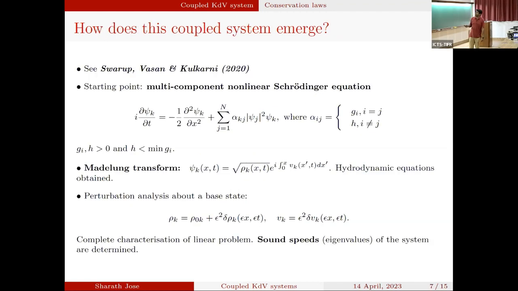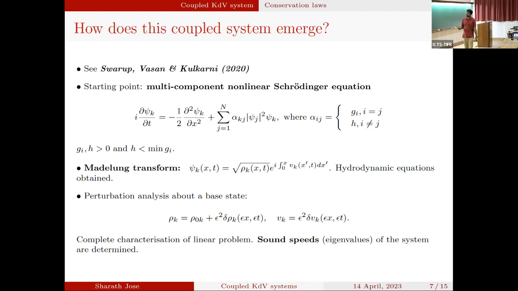Okay, now where does this coupled system come from? It's not something that we cooked up. The details were published in an earlier work in the group. So our starting point is a multi-component nonlinear Schrodinger equation. It's got both self-coupling and cross-coupling terms. We can move to a hydrodynamic description using something known as the Madelung transform.